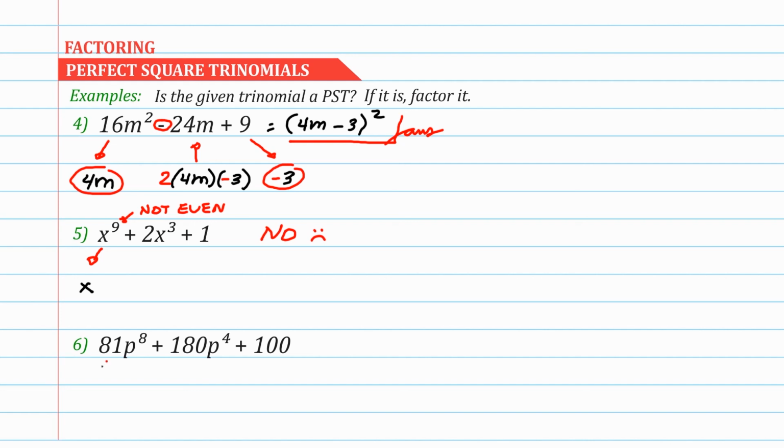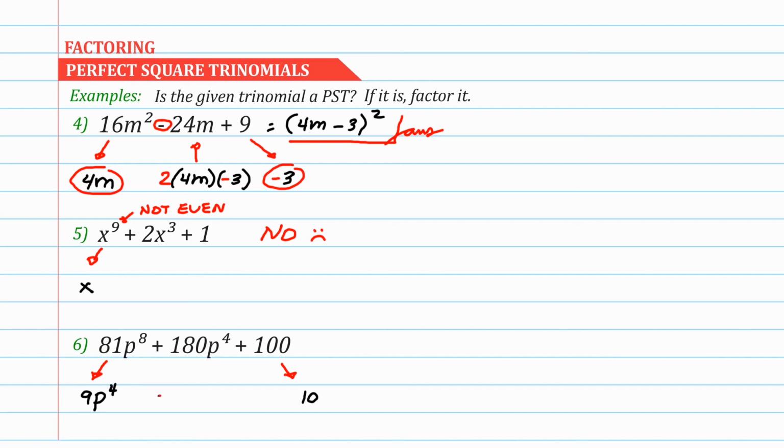Let's try. What's the square root of 81? Isa-isa lang para hindi malito. It's 9. P to the 8, is that a perfect square? Yes, it is kasi even. So, P. And then divide the exponent by 2. P to the 4th. Perfect square. How about 100? Easy. Medyo malaki pero kaalam natin it's 10.